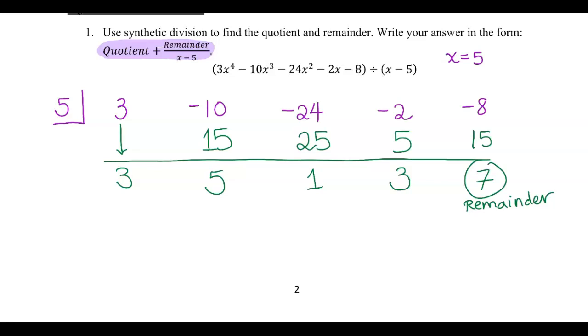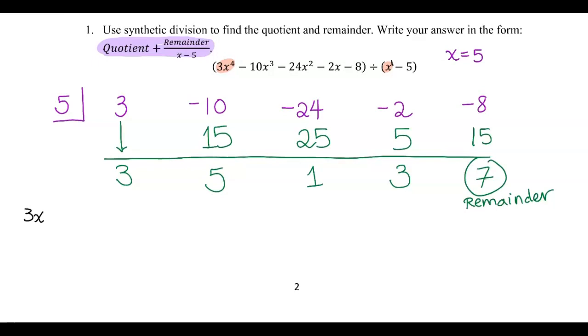I divided 3x to the 4th power by x to the 1st power. If I just pay attention to the degrees, I divided 3x to the 4th power by 1x to the 1st power, right? 3 divided by 1 is 3. But if you focus on x to the 4th divided by x to the 1st, what is going to be the degree of the quotient? 4 minus 1 will give us 3. That's why when we write the quotient, we're going to have 3x to the 3rd power. Okay, so here's the quotient.